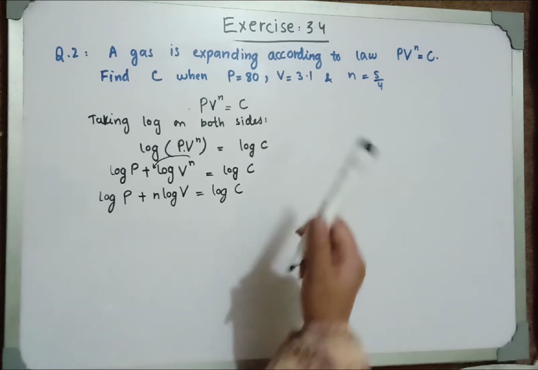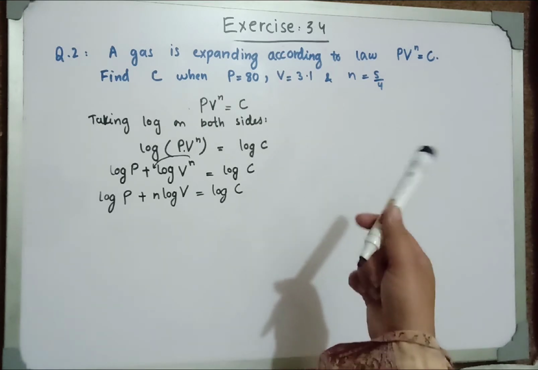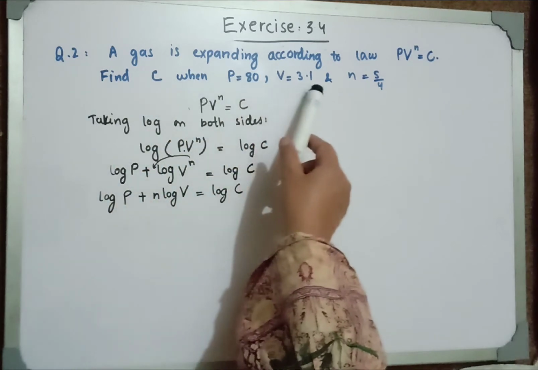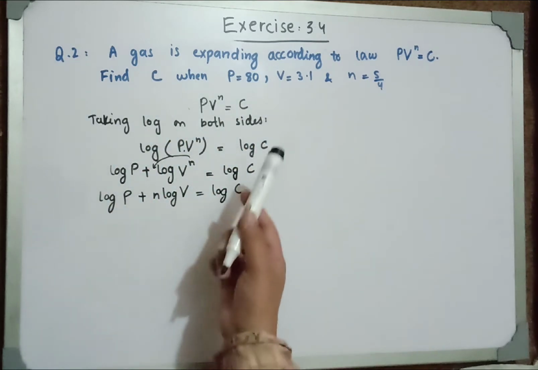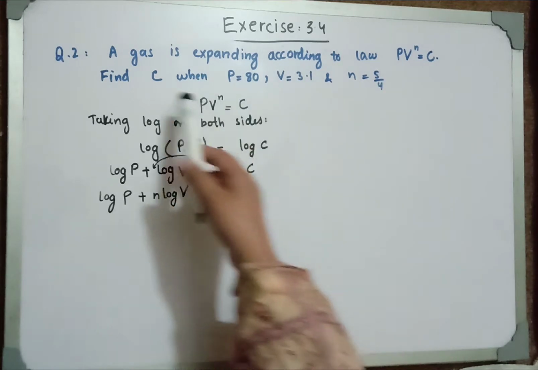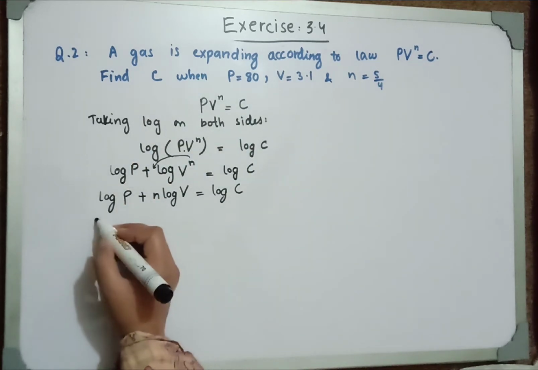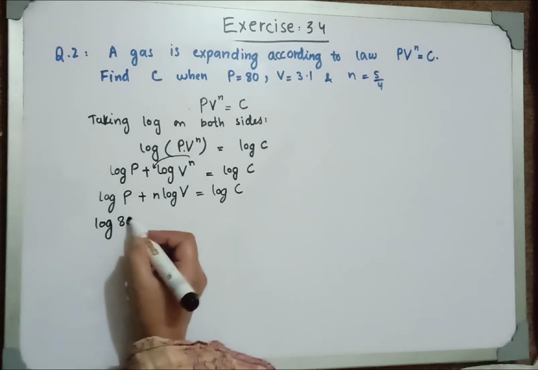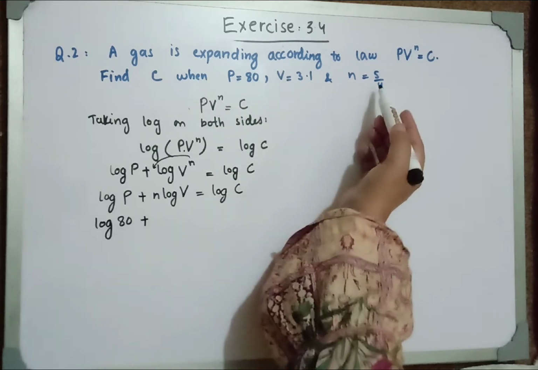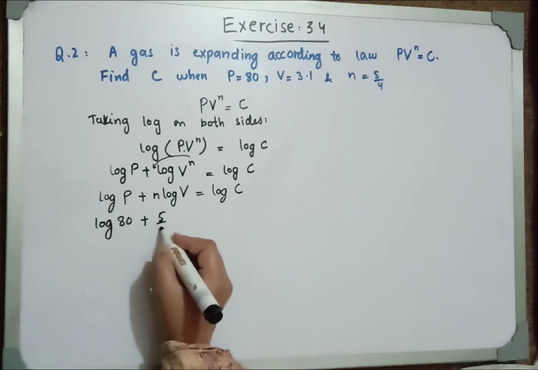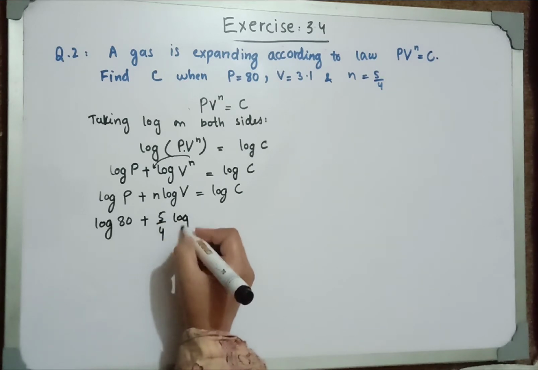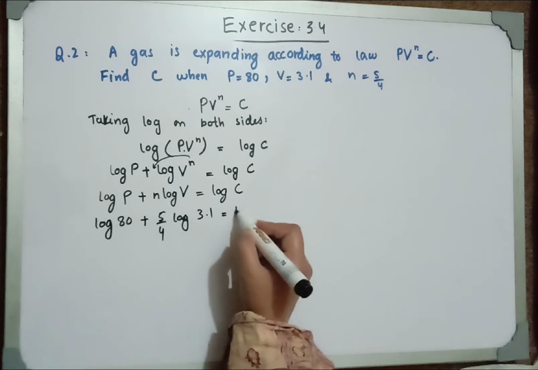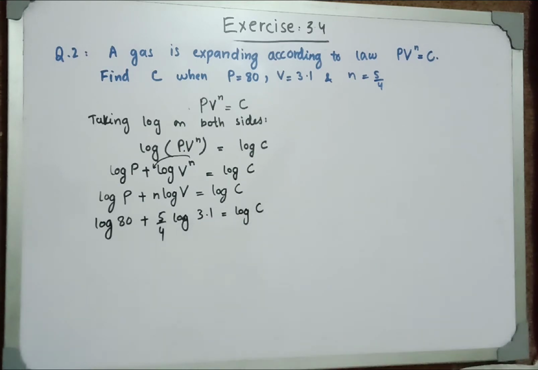Now as we know all these values, they had already told you to find C when P was this, V was this, and n is this. So we're gonna substitute all these values to find the value of C. In place of P, I will write its value, which is 80, plus the value of n, 5 by 4, into log of V. V is 3.1, is equal to log of C.